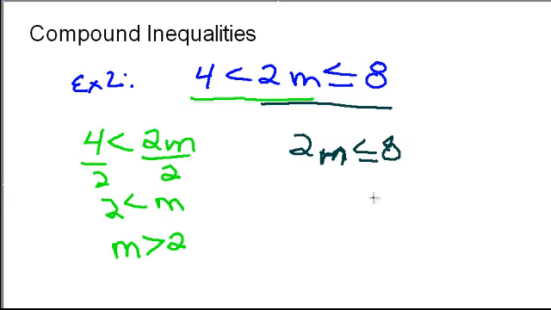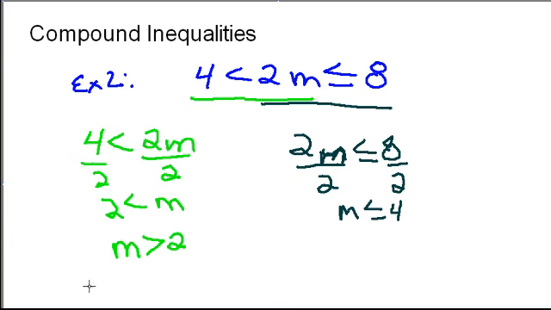Now we're going to look at our second inequality. Again, I have to start by getting rid of that 2, so I divide both sides by 2, and I get m is less than or equal to 4. Now we are ready to graph these on our number line.